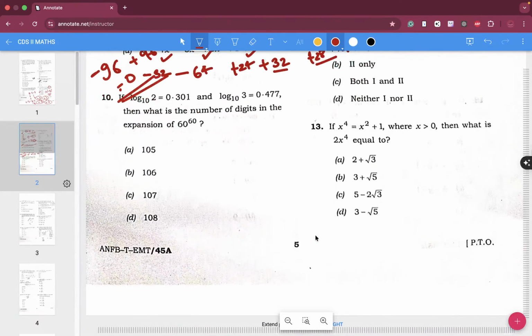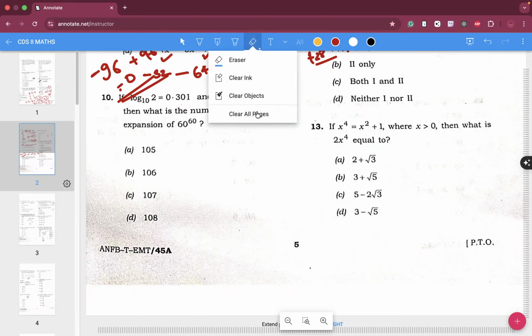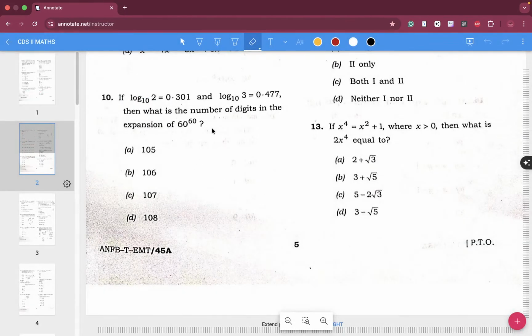All right folks, so let's move on to the next one. Now this is a very classical question, I must say. Log 2 base 10 is equal to 0.301 and log 3 base 10 is equal to this particular value they have said. And what is the number of digits?